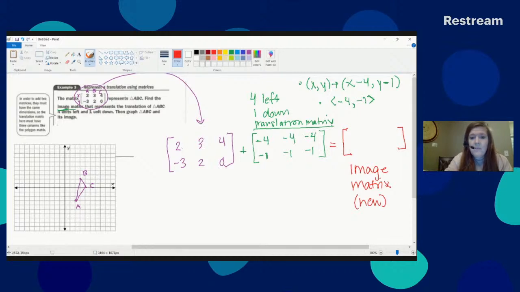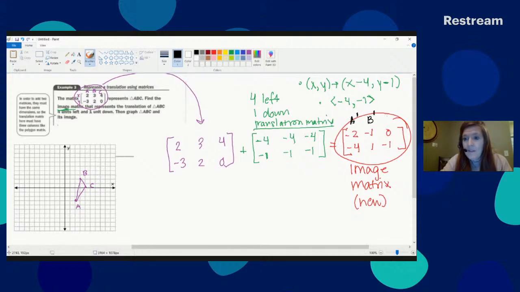So it's going to be 2 plus -4, which gives me -2. 3 plus -4 is -1. 4 plus -4 is 0. Then I'm going to move to my second row. So it's going to be -3 plus -1 is -4. 2 plus -1 is 1, and 0 plus -1 is -1. So this is my image matrix, and what this represents is this column is my A prime, this is my B prime, and this is my C prime. So each of those columns is going to represent my new image matrix.